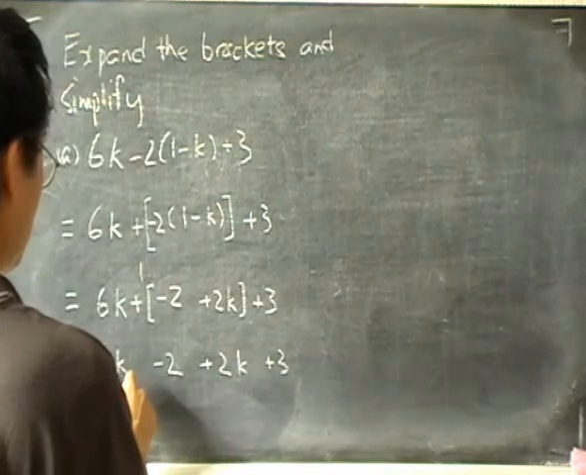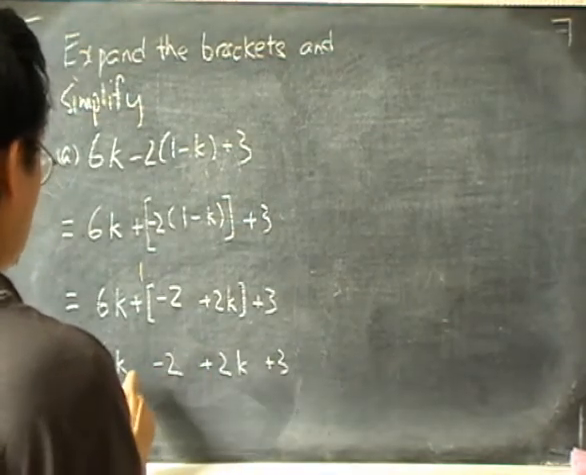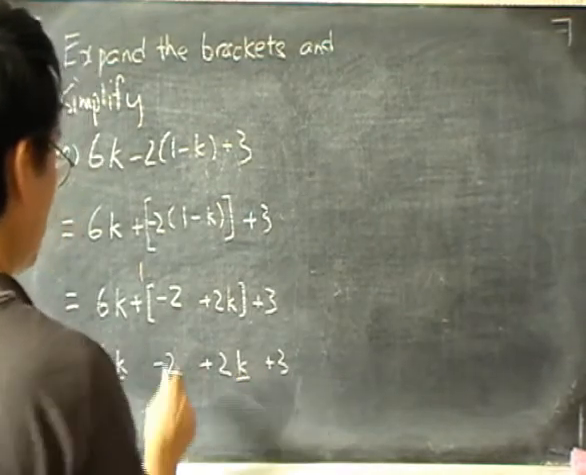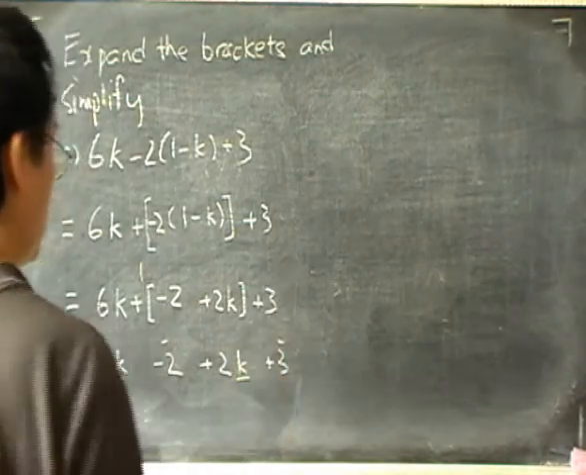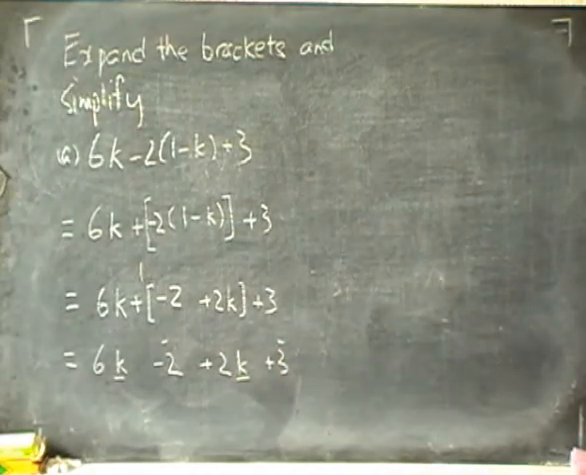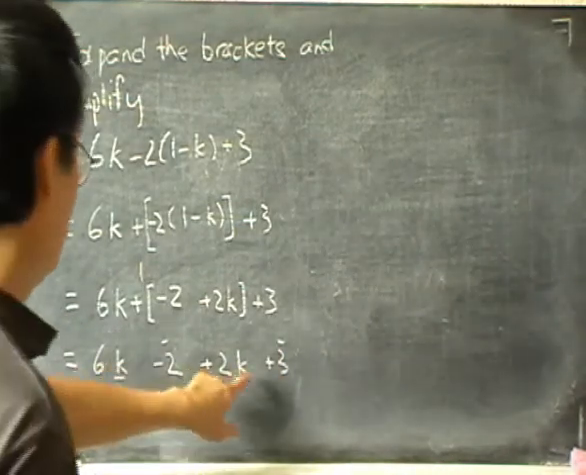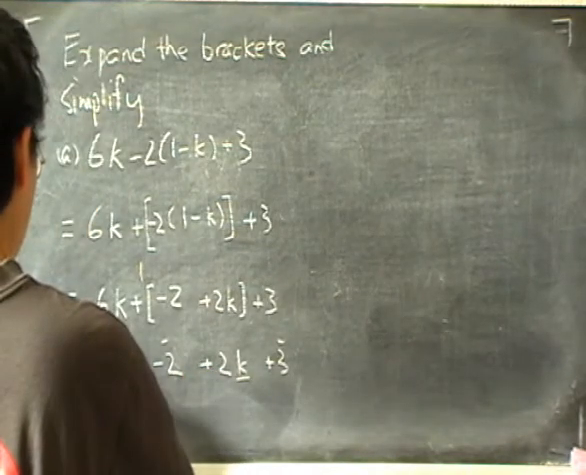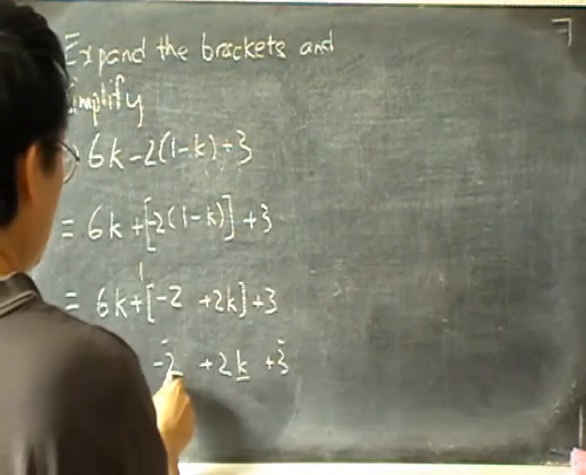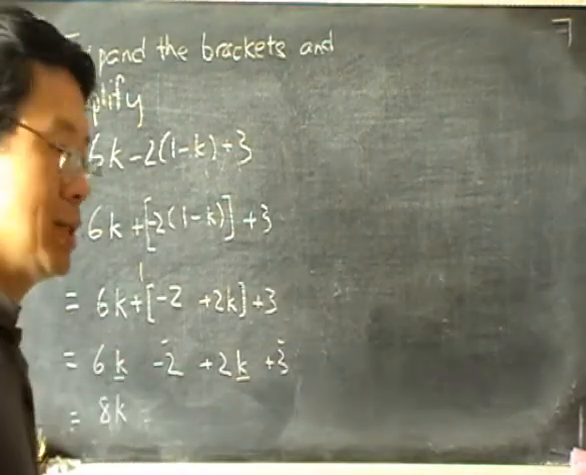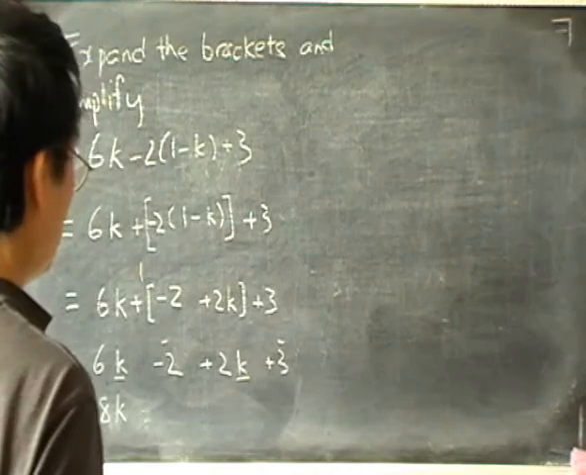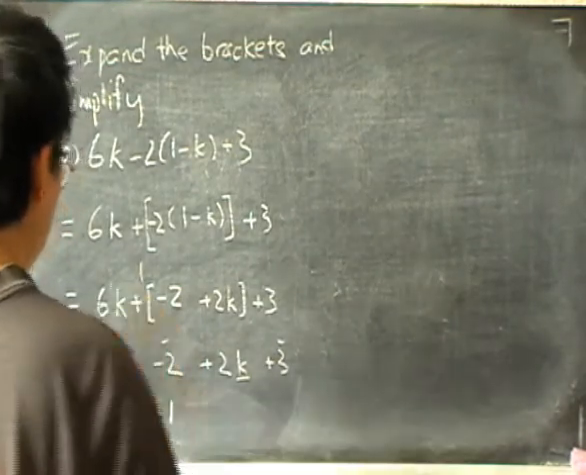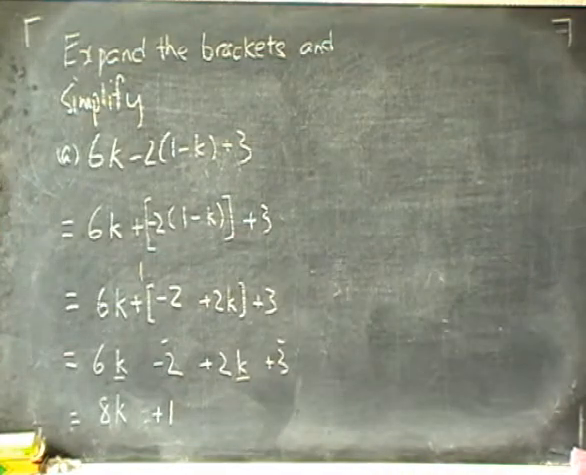Like terms means, in this case, terms that contain k and terms that do not. So these two terms, 6k plus 2k gives 8k, and minus 2 plus 3 gives, it's just 3 minus 2, and that is 1. So that's the answer for this part A.